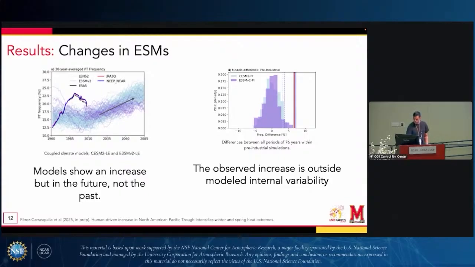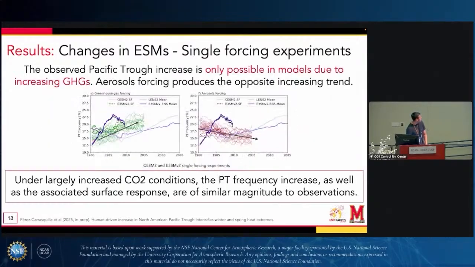If we look at the pre-industrial runs, which is the figure on your right, those are the distributions of Pacific Trough frequency differences in all possible periods of the same length as the observed record. And what we see is that the observed differences in reanalysis, which are the vertical lines, lie also outside this distribution of internal variability-driven changes of Pacific Trough.